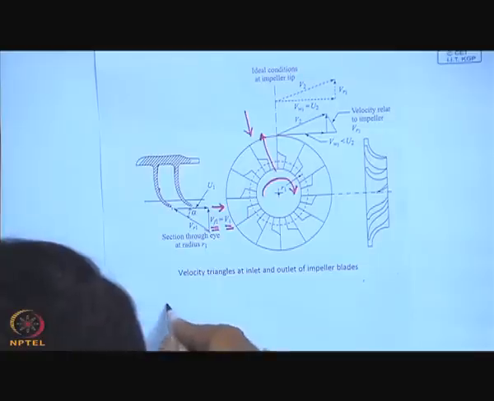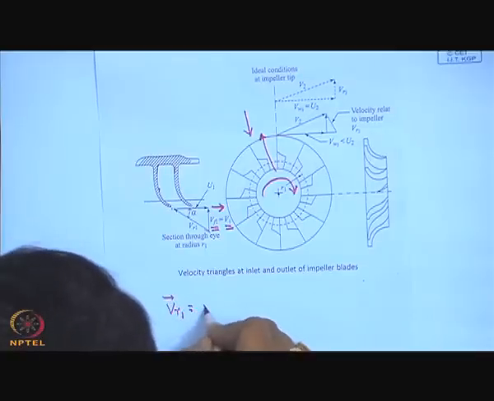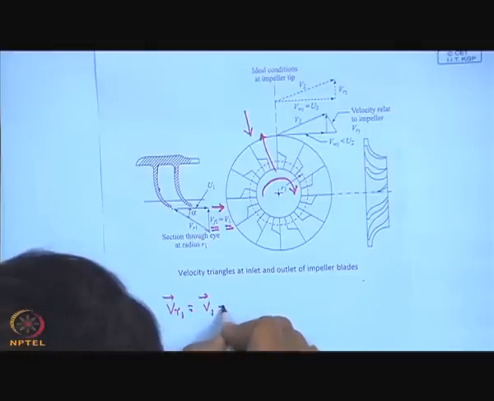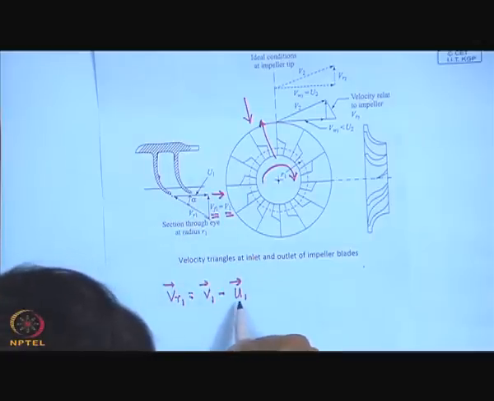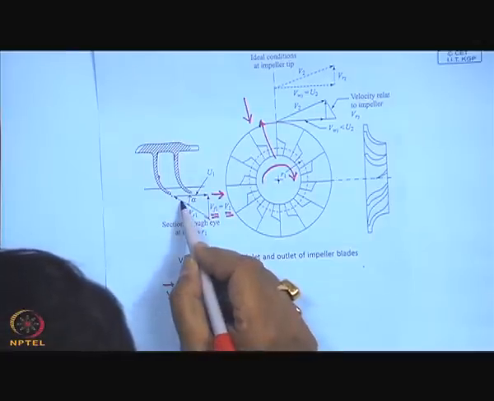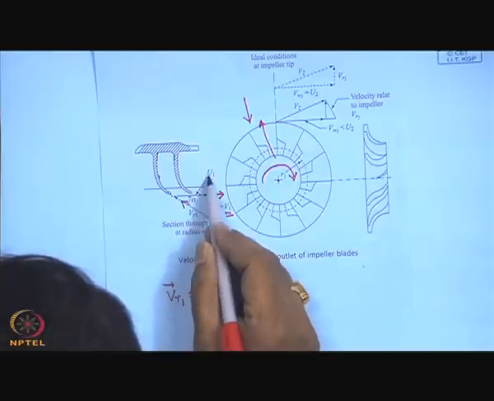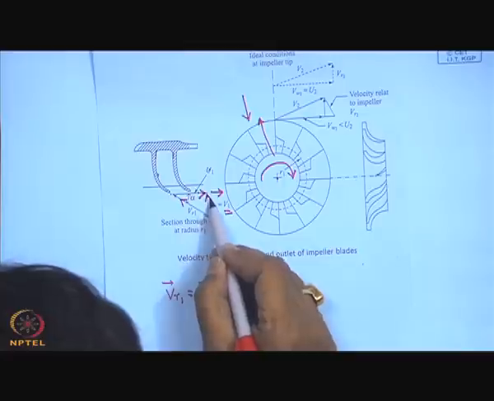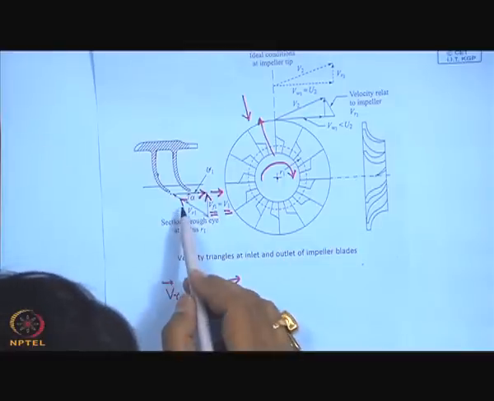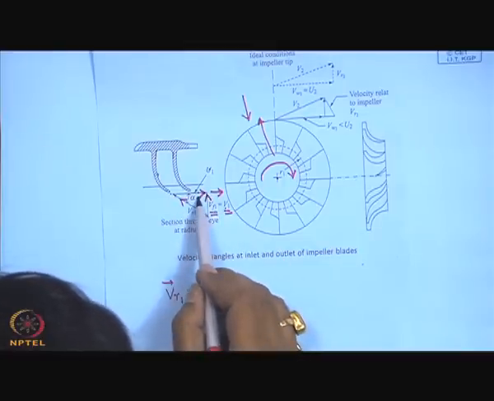That means the relative velocity vector Vr1 is V1 minus U1. If you draw this diagram, this is Vr1, this is U1, and this is V1. So this is the relative velocity, V1 minus U1.